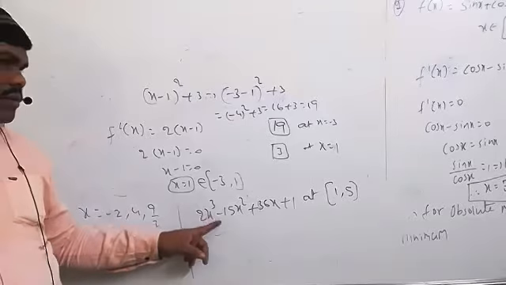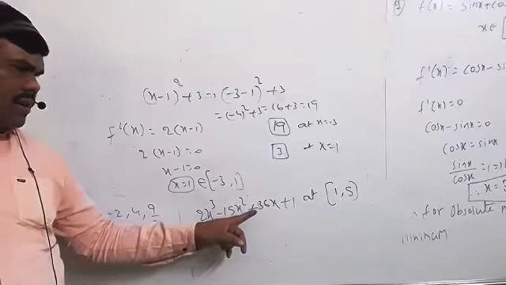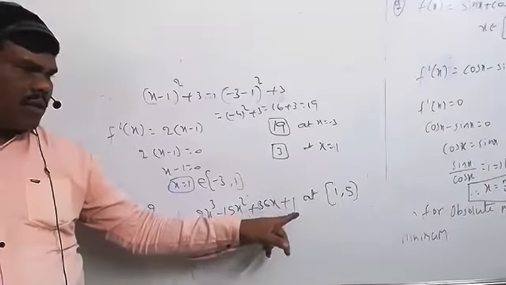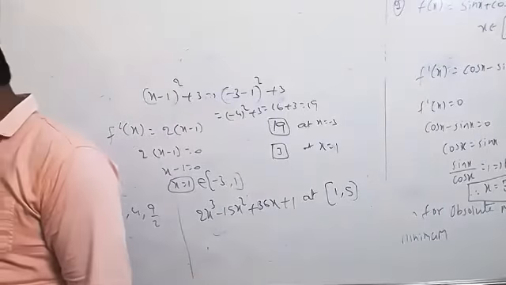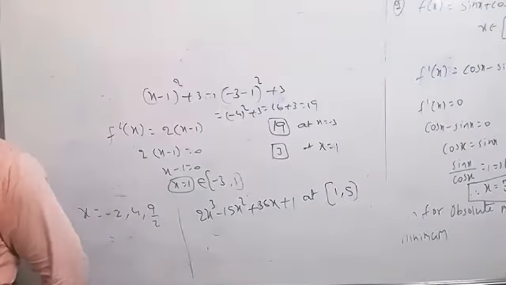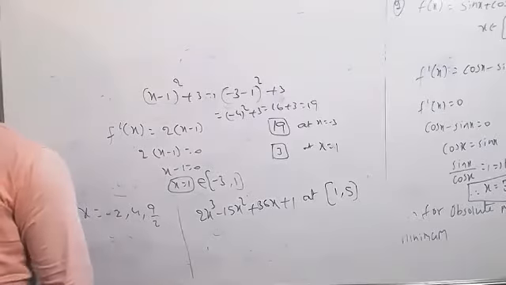Try this question now. Same. f of x equal to 2x cube minus 15x square plus 36x plus 1, where x belongs to the closed interval 1 comma 5. Yes, follow the same procedure.